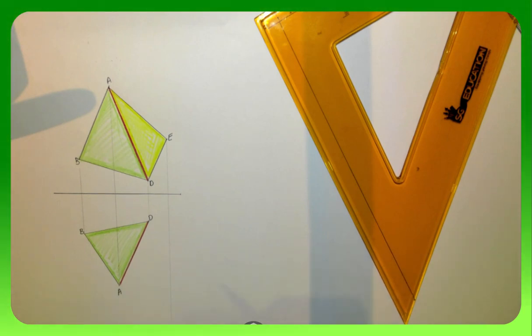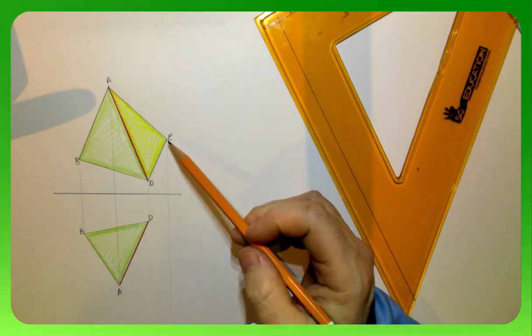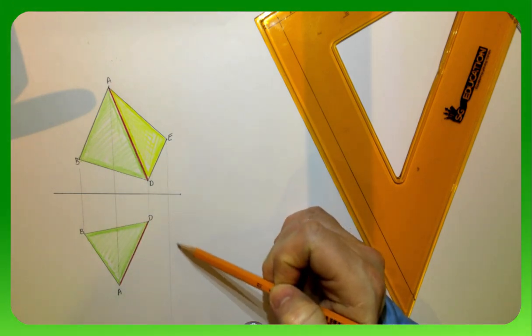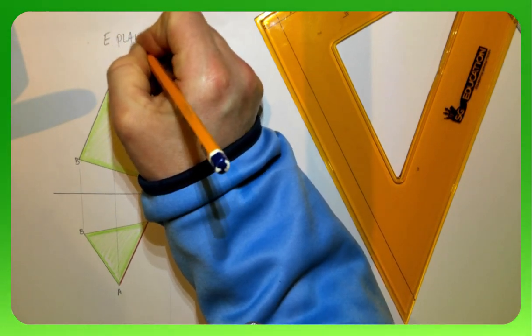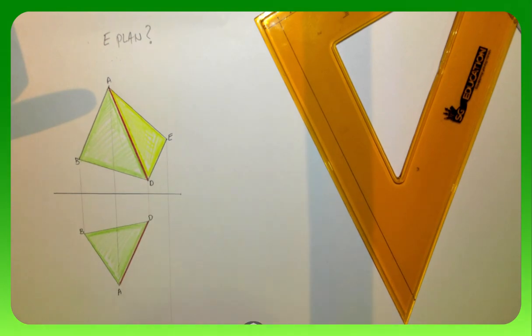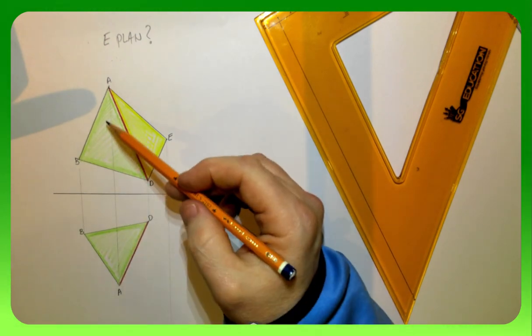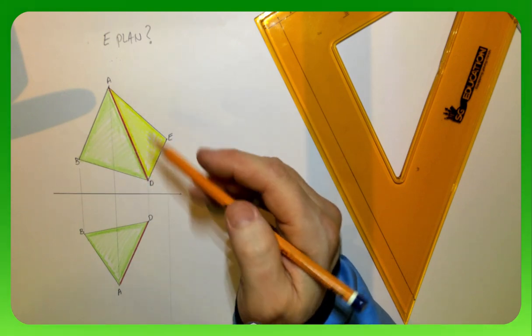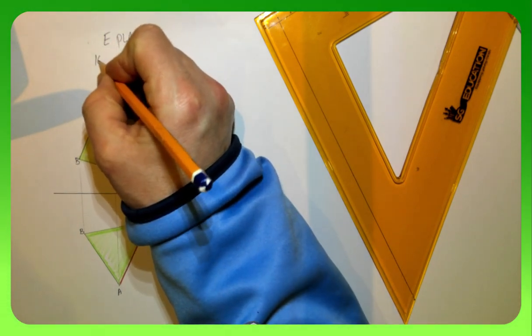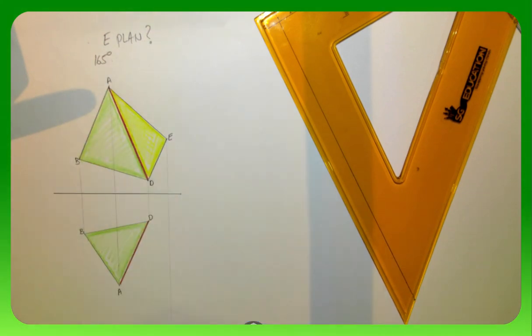Okay, in this example we just want to have a look at two planes, but we're missing the coordinate for point E in plan. So we do not know its coordinate. We are told, however, that the dihedral angle between the two planes, ABD and ADE, is 165 degrees.